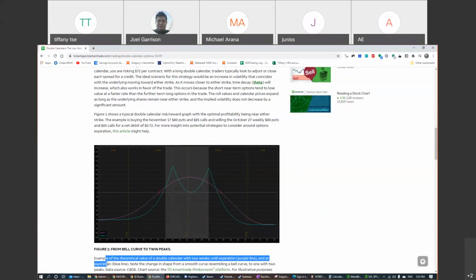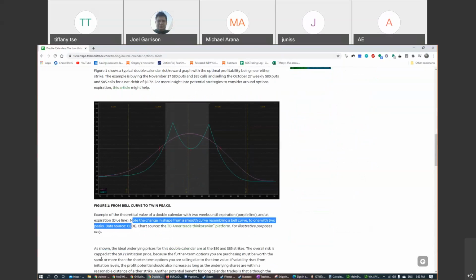So, an example of a double calendar, 2 weeks duration, purple line at the blue line. Note the shape in the smooth curves forming a bell curve, with 1 and 2 peaks. As shown, this calendar is at the 80 and 85 strikes. The overall risk is $72, because with further out options, you are purchasing more than the same strike, shorter duration that you're selling, due to time.